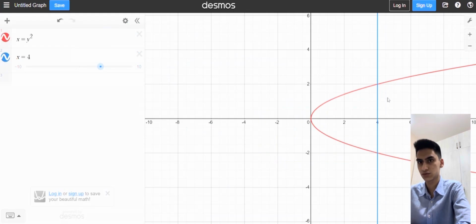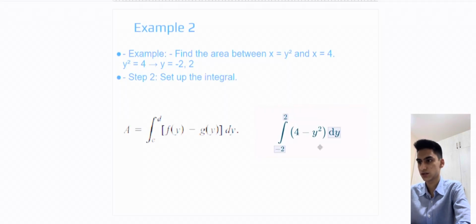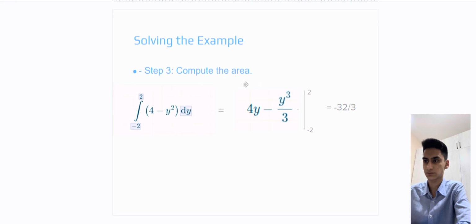From this interval, we see that the right function is x equals 4 and the left function is x equals y squared. Now write them into the integral: 4 minus y squared dy. Now we should calculate it. The antiderivative of this is 4y minus y cubed over 3. Now we plug in 2 and -2 and subtract them. We will get 32 over 3.